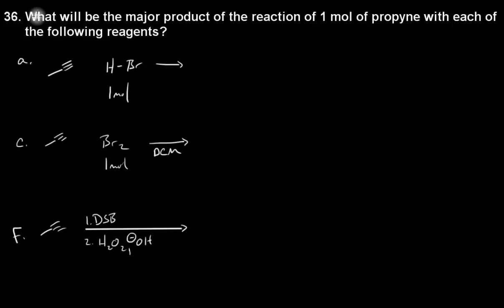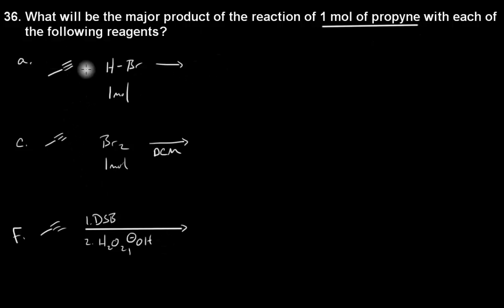Okay, so question 26. What will be the major product of the reaction of 1 mole of propyne with each of the following reagents? So 1 mole of propyne. This 1 mole bit is very, very important, and we'll use that for the other sub-questions. There are actually quite a few sub-questions for 26, but again, I'm just going to do a few to kind of get you going in the right direction.